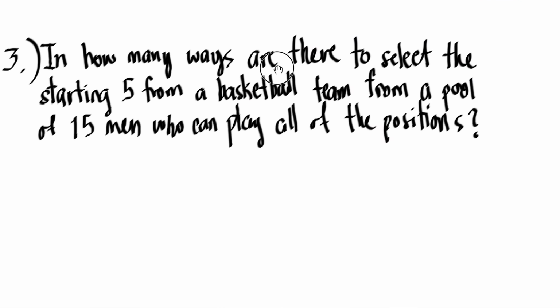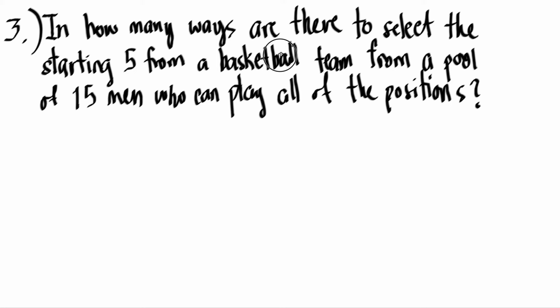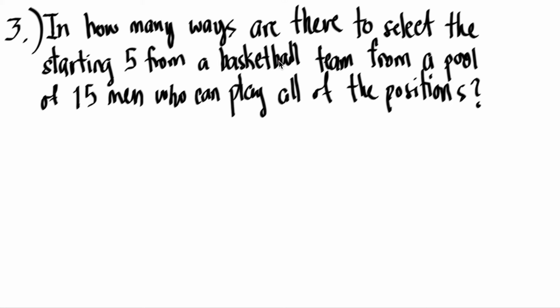This is our last part of this video. Let's answer this. In how many ways are there to select the starting 5 of a basketball team from a pool of 15 men who can play all of the positions equally? So we want to choose 5. Okay, so we're not ranking them, we're just choosing or selecting. Take note of the word select. 5 basketball players from the 15, all equally skilled players.